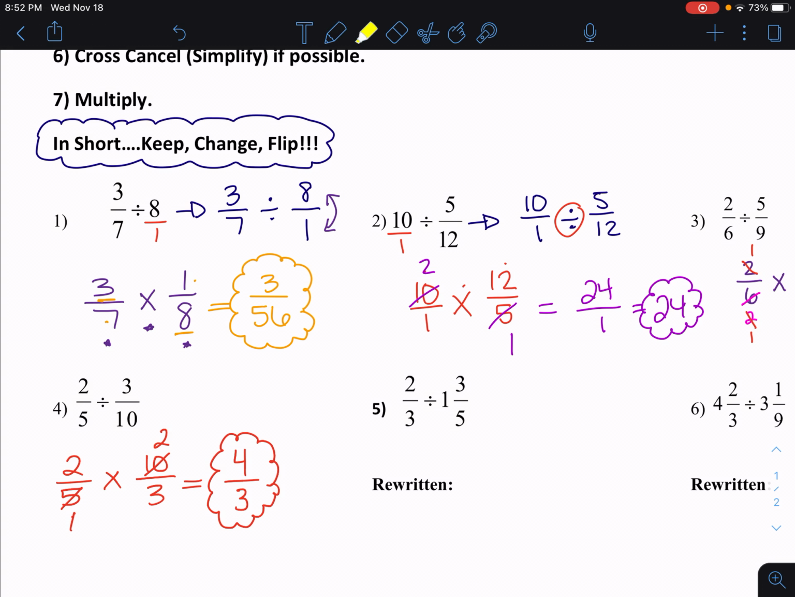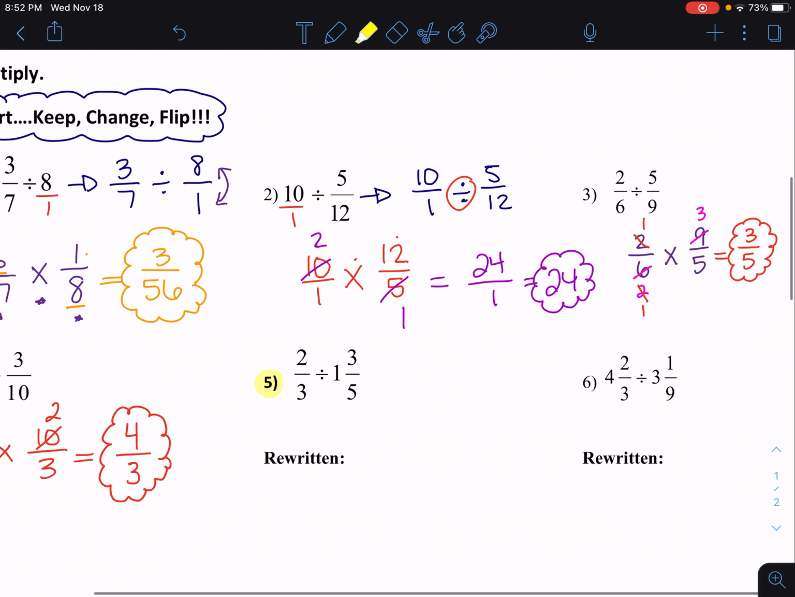When we get to problems like number 5 and number 6, I am going to require that you show your work rewritten after you get rid of the mixed numbers. So I want you to rewrite it as a division problem before you do your keep, change, flip. So 2 over 3 is going to stay the same, and I'm going to show it as division first. So 1 times 5 plus 3. 1 times 5 is 5, plus 3 is 8 over 5.